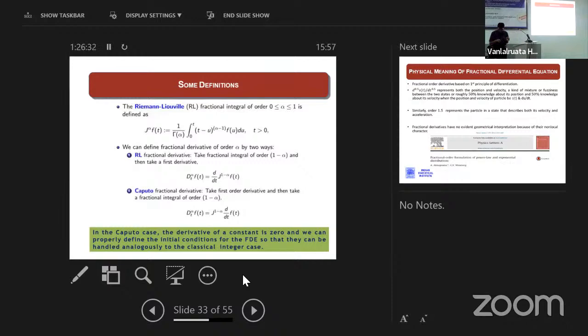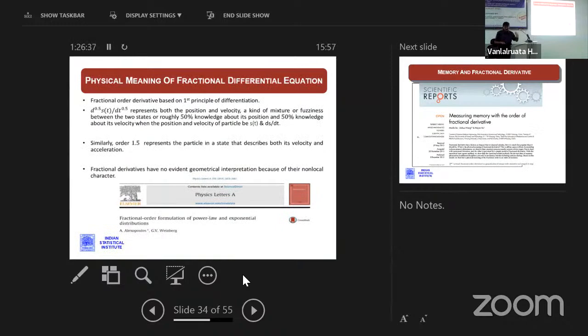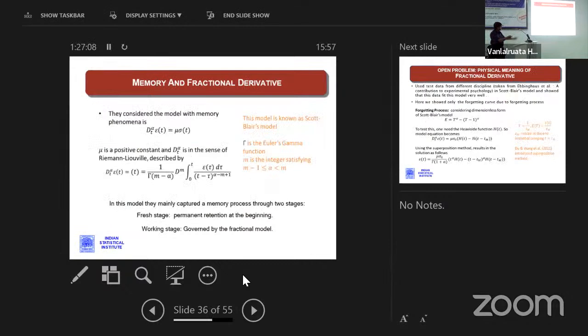I'm not going into the detail, but the physical meaning of fractional calculus is open. Many times I read that it represents the memory, but the physical meaning is still not clear. The people, basically the physics people, are working on that. A lot of papers are coming, so I'm not going to discuss all of this. They are trying to get some idea of what the physical meaning of fractional calculus is.